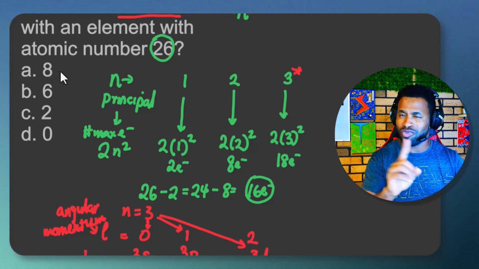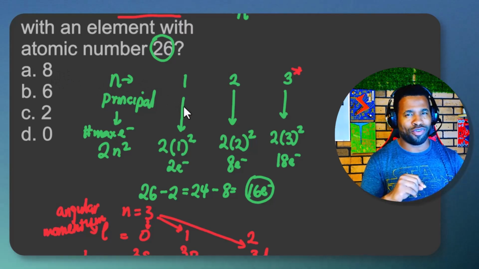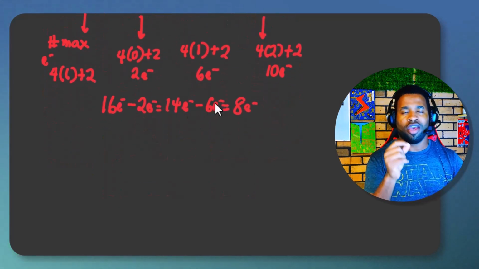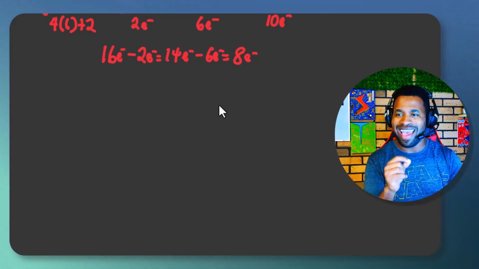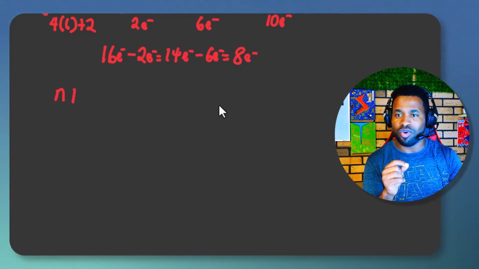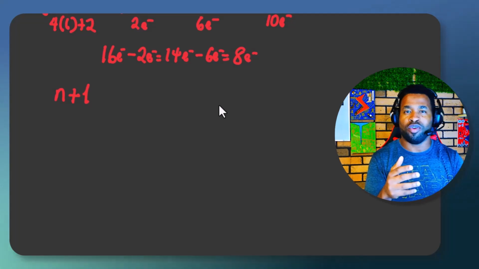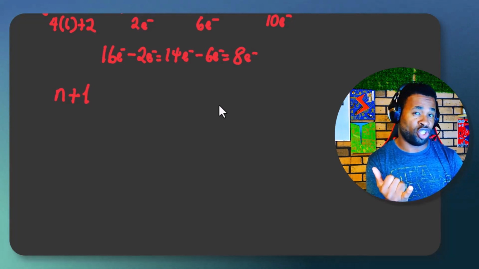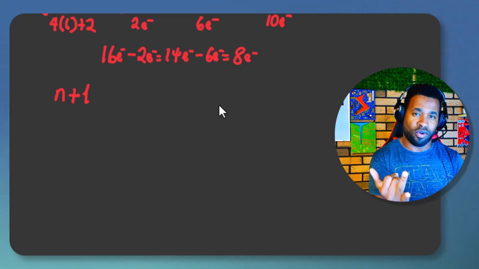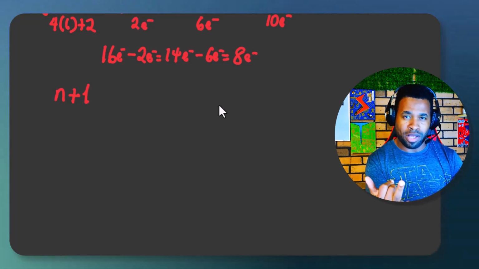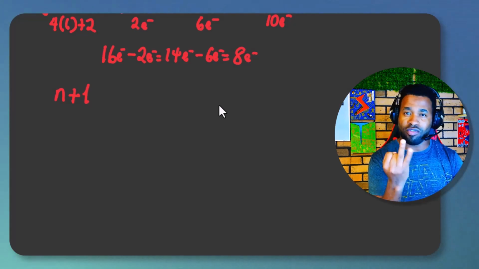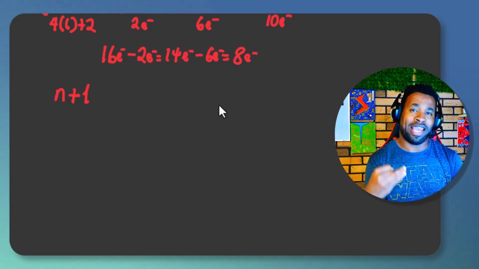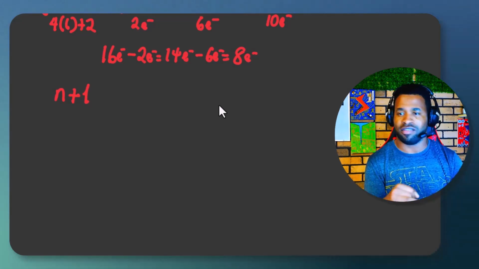But not really, not at all, because you have to consider another condition, which is a rule known as the n plus l rule. This n plus l rule allows you to consider not only the principal quantum number energy levels, but also the angular momentum's energy levels. And these two have to be considered in order for us to place our electrons in a more stable state. And what does that mean?